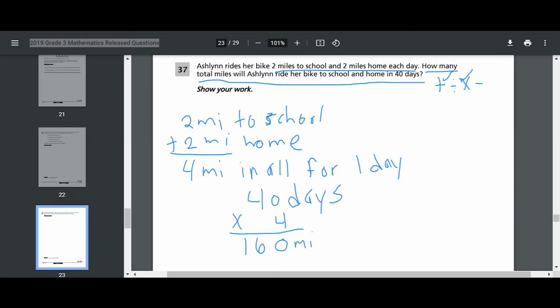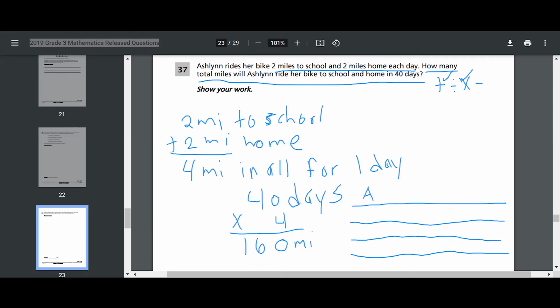That's what we're going to write so that there's no confusion. And if there are no lines on the state test, or there are lines but the lines run out, please know that you have the opportunity to create your own lines so that your work is continuing to be neat and organized to the best of your ability.